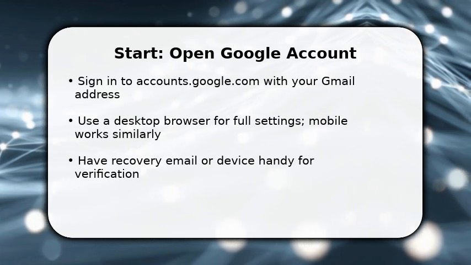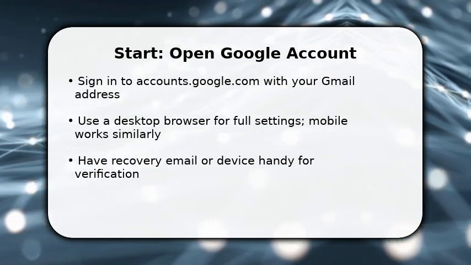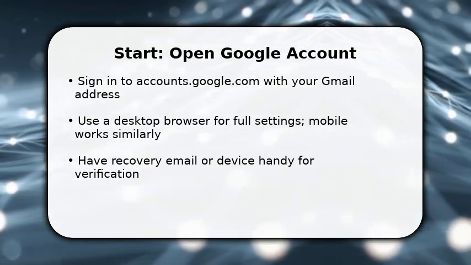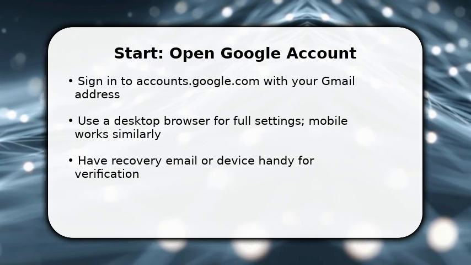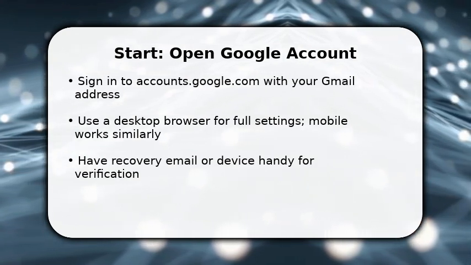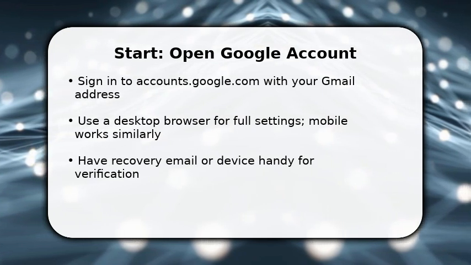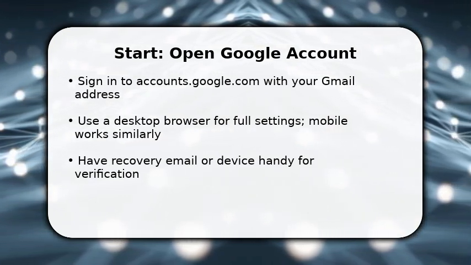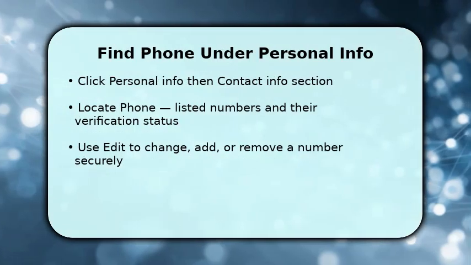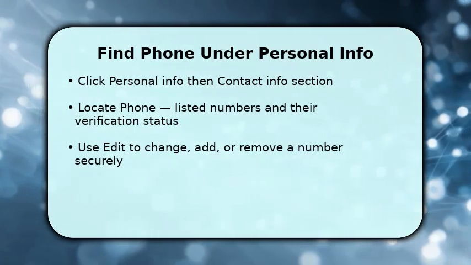Make sure to use a device where you can receive codes, because Google may send one to an existing recovery option. After verification, you'll be able to view or edit phone numbers linked to your account. Once in Personal Info, scroll to Contact Info and click Phone. That's the central place where numbers are listed.